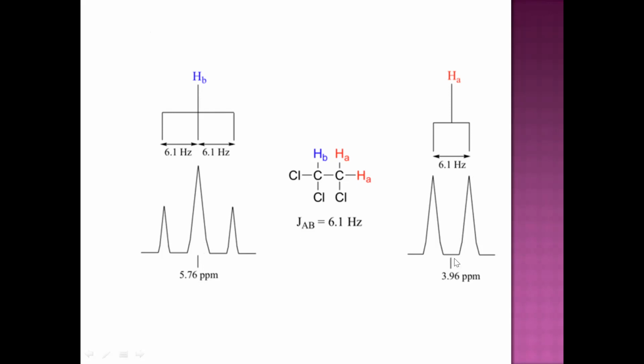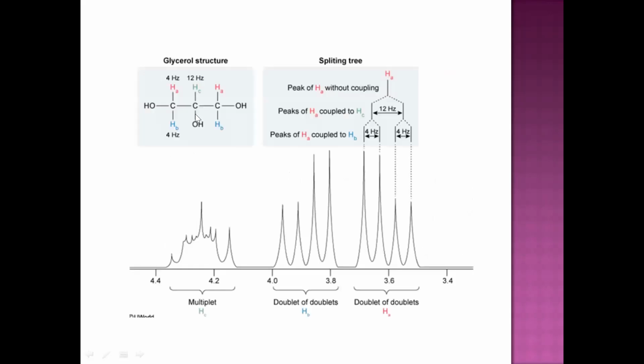In the doublet, put the cursor here; 3.96 ppm is your NMR value. In this you can also calculate the J value. If you see this one, this is the multiplet, this is the quartet, this is the quartet. This area is called the J value, and you can calculate it from that.